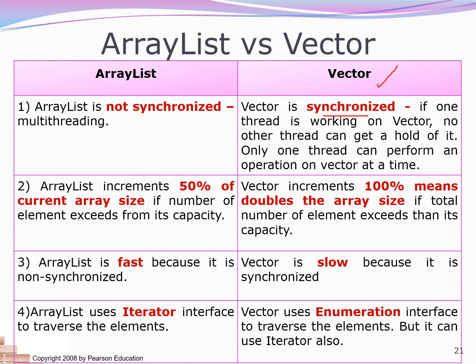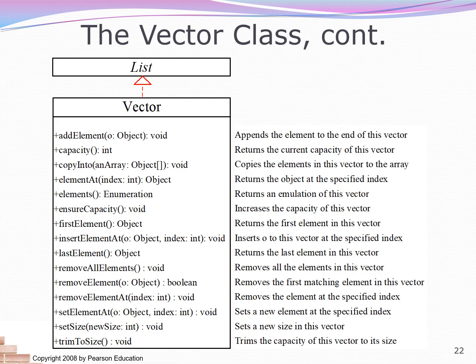When you want to iterate an ArrayList, you use an iterator. Whereas if you are using Vector, you use the Enumeration interface to traverse the elements. It's actually the same process, it's just that this one uses a different interface. This one is Iterator, like the one that we used before. If you are using Vector, you need to use the Enumeration interface to traverse. Vector is under List.